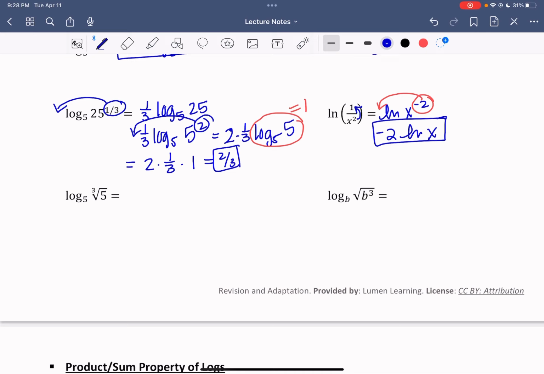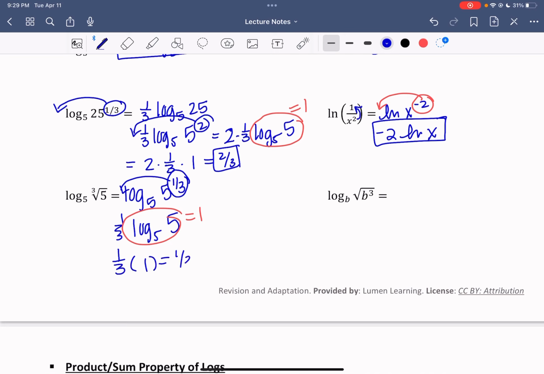Again, we're going to do a rewrite. We can rewrite radicals as an exponent. So this would be 5 to the 1/3. Similar to the one above it, I could bring that 1/3 out front. That gives me log base 5 of 5. And again, that's that inverse. That equals 1. So it's going to be 1/3 times 1. So I get a 1/3 for a total.